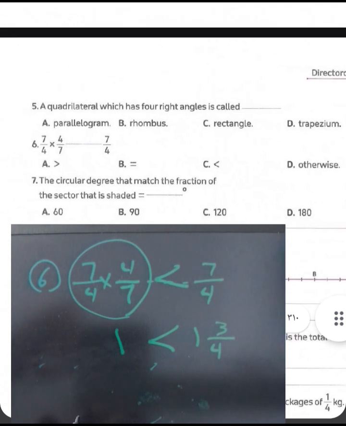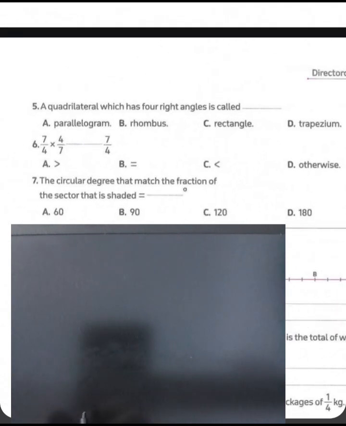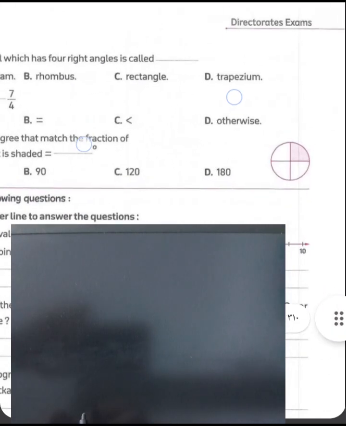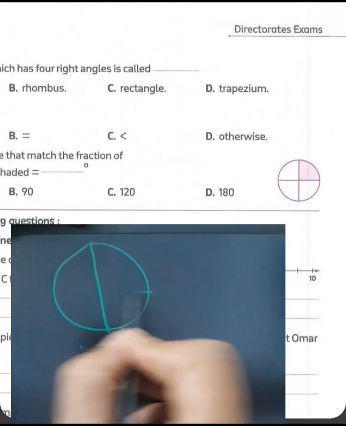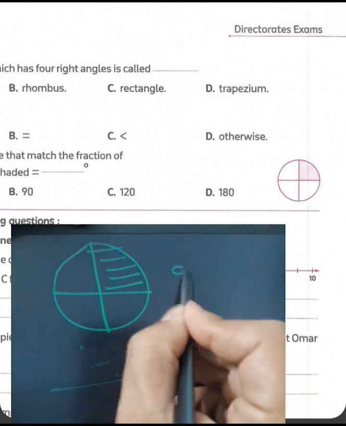Question number 7. The circular degree that matches the fraction sector shaded part here, it will be 90 degrees. We have the fourth of the circle. This part, the fourth, it will be 90 degrees.